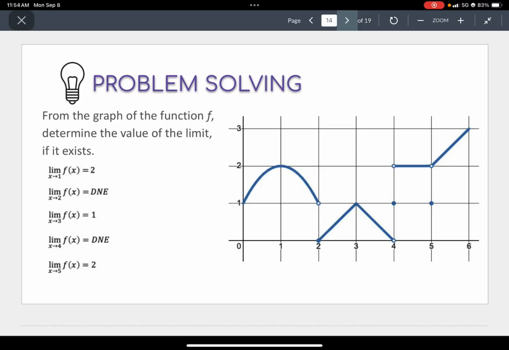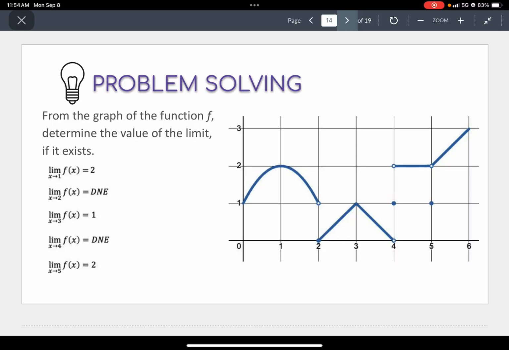Now, as we do the limit as x approaches 5 of our function, we observe that as x moves from 4 towards 5, the function values are staying steady at 2. As x moves from 6 towards 5, again, coming from the right now, the function values are also approaching 2. So from the left and from the right, we're approaching 2.